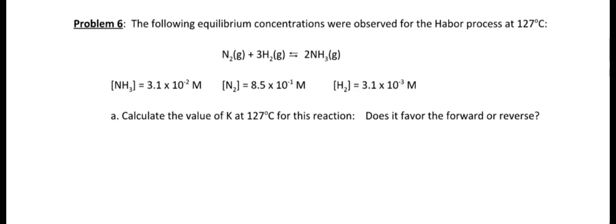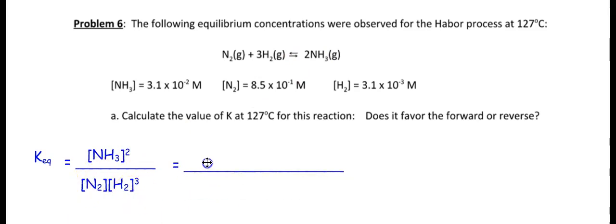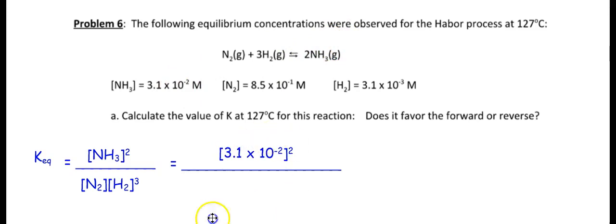All right, welcome back. So I found the K equilibrium. I'm going to write it up here: the concentration of ammonia squared divided by my reactants, nitrogen and hydrogen gas cubed. Now I'm going to put in the actual values. So it's 3.1 times 10 to the negative 2, squared, divided by my reactants, 8.1 times 10 to the negative 1, and 3.1 times 10 to the negative 3, and I have to cube this as well.